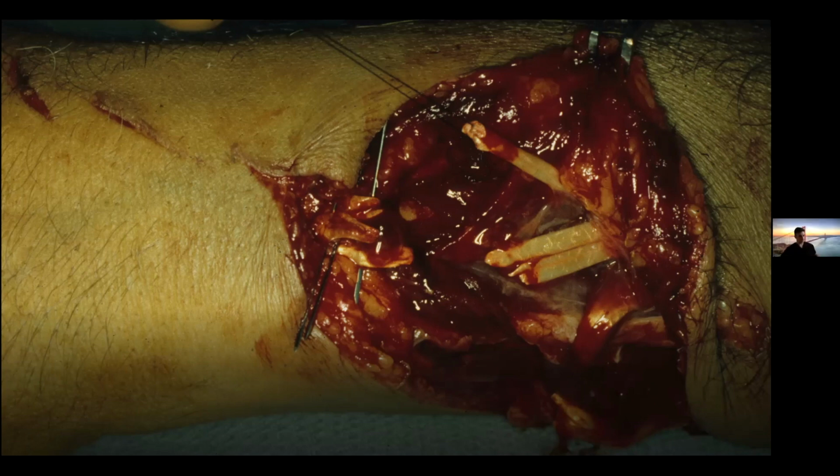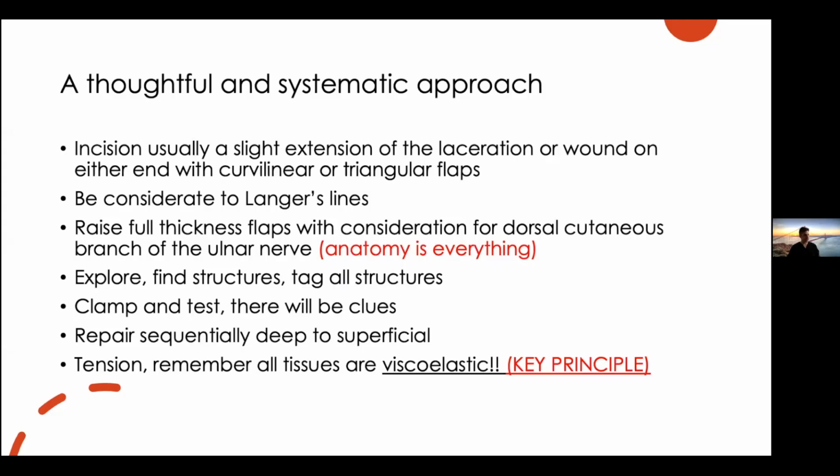Yeah, the two things I consider, exactly. So I want to raise flaps. And so I'll either do curvilinear or triangular flap if I can. As a principle, I'll extend a little bit beyond the laceration, so that I make sure my flaps will give me full exposure. And then I'll design the flaps to raise 2 flaps on either end if it was a transverse incision. You always want to consider Langer's lines, right? You're going to scar better if you go with the folds of the skin. And everything else you said is exactly right.